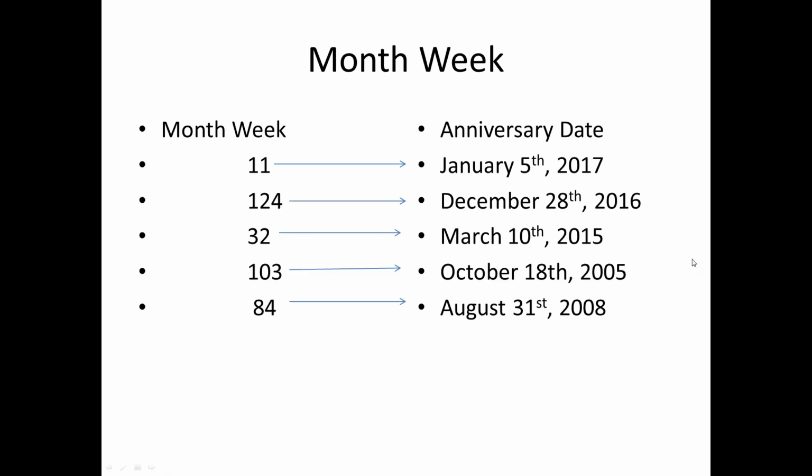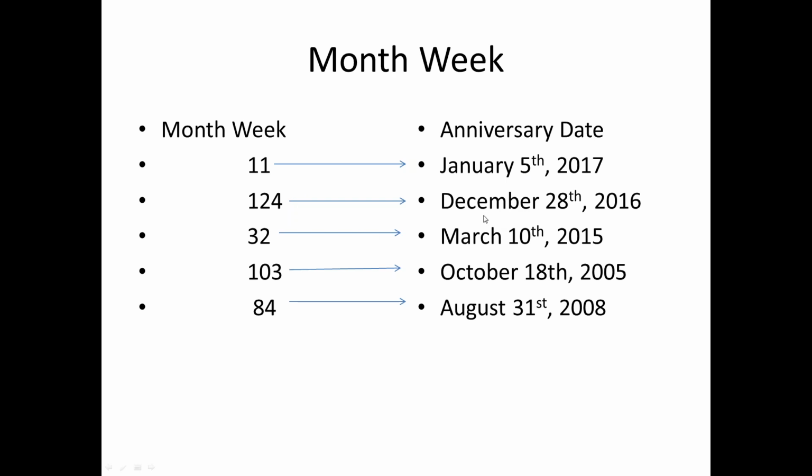I think the best way to explain this. If someone signed up, got their initial contract on January 5th, 2017, their month week is going to be 1-1. The first one there is for the month of January, and then the second one, January 5th, the 5th of the month falls in the first week, so it's 1-1.